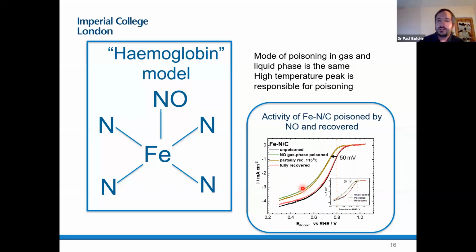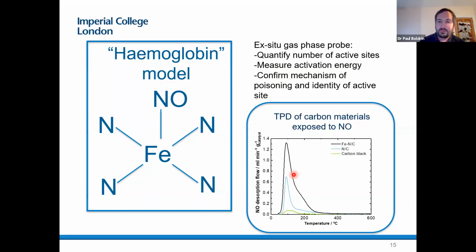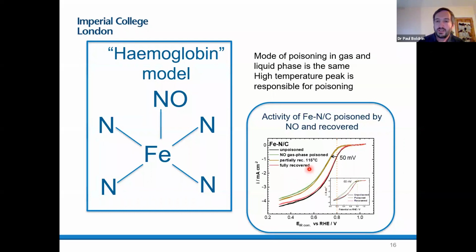Then we took some of this stuff that we'd exposed to nitric oxide and put it in a fuel cell, or made a fuel cell out of it, and we could see that the method of poisoning, both with our nitric oxide poisoning and the way they do it with nitrite, is the same.